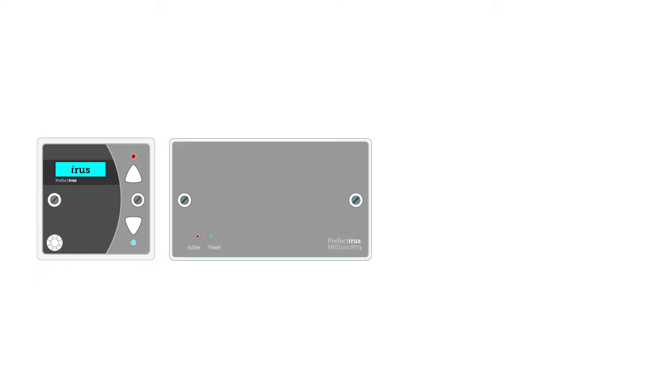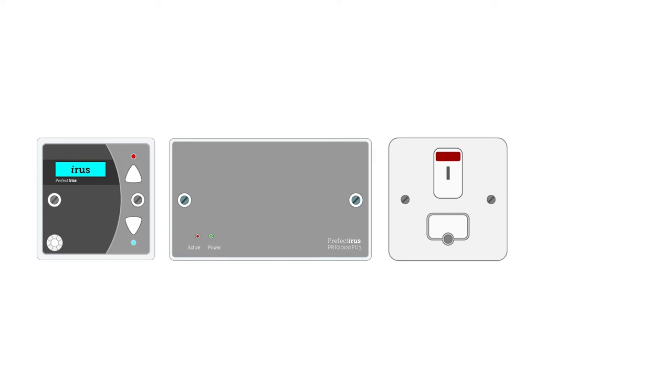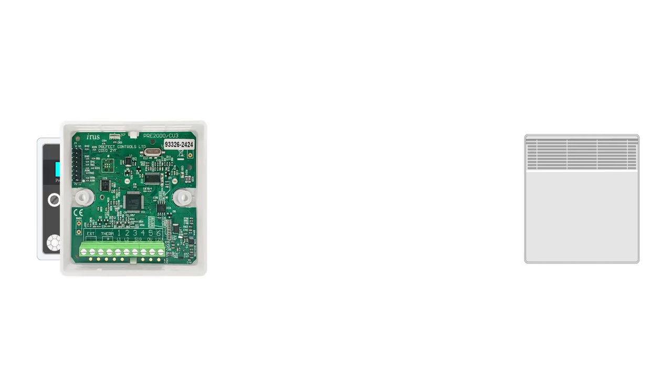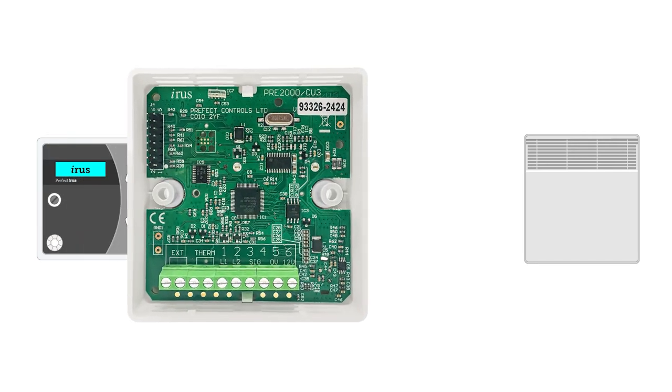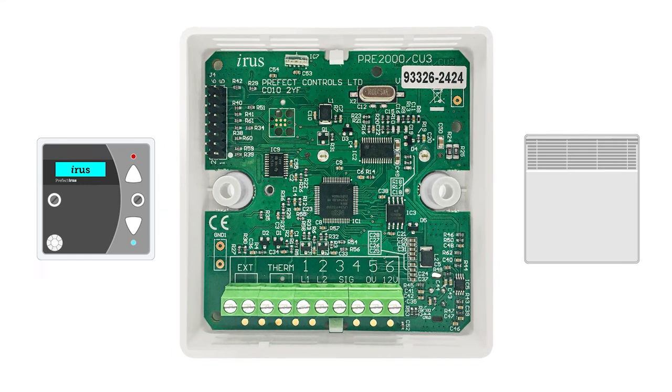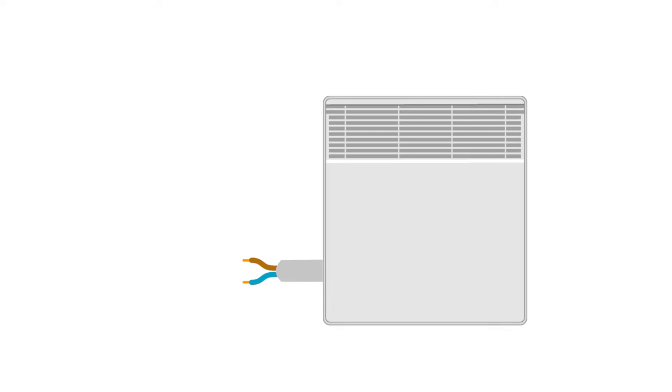Wiring. There are four products used in this installation: the control unit, the power unit, a double pole isolator, a key switched fuse spur should be used, and the no controls heater. The control unit is an electrostatic sensitive device, and therefore care should be taken not to touch the printed circuit board. Heaters supplied by Prefect Controls will have two wires, live and neutral. However, if heaters are already installed and there is an earth wire, we'll show you what to do with that later.